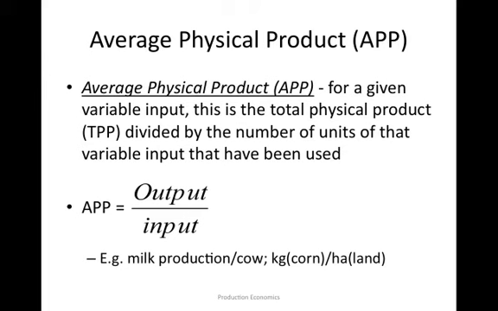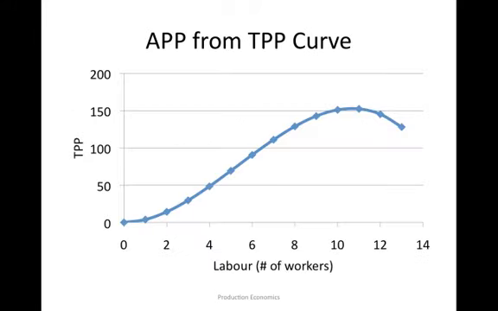Examples of this might be milk production per cow, so kilograms or liters of milk per cow, or maybe kilograms of butterfat per cow, or kilograms or bushels or tons of corn per hectare of land. Now we can figure out APP from the TPP curve. This gets a little bit complicated, so I'm going to go maybe a little bit slower than you might like, but I think it's important that we do that.